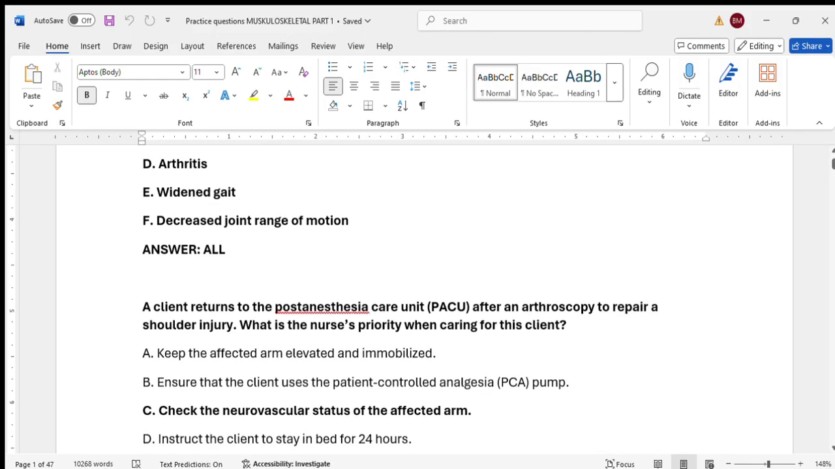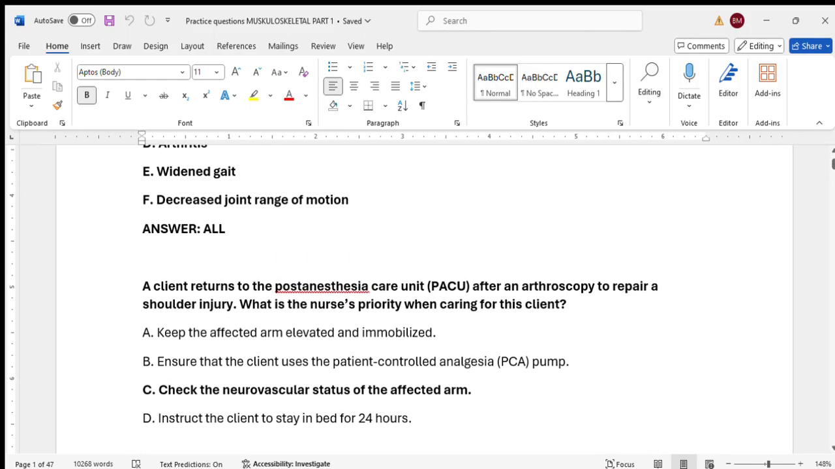Next question. A client returns to the post-anesthesia care unit, PACU, after arthroscopy to repair a shoulder injury, right? What is the nurse's priority when caring for this client? So are we going to keep the affected arm elevated and immobilized? Remember, arthroscopy means that there was a procedure done in one of the joints. Okay, so keep the affected arm elevated and immobilized?